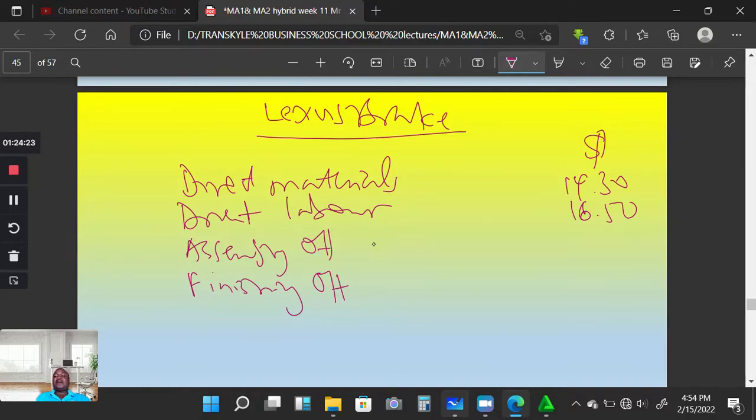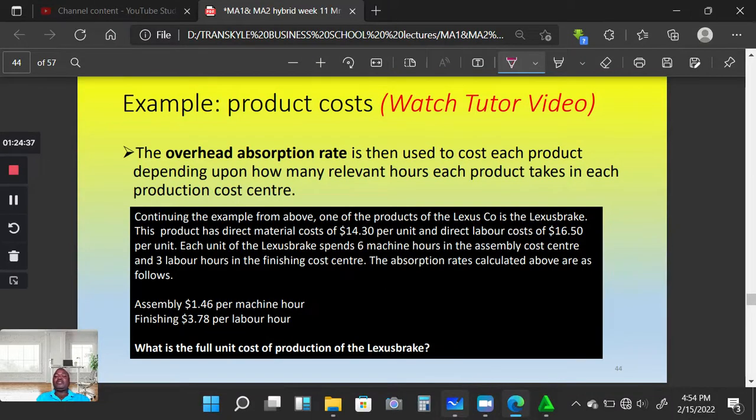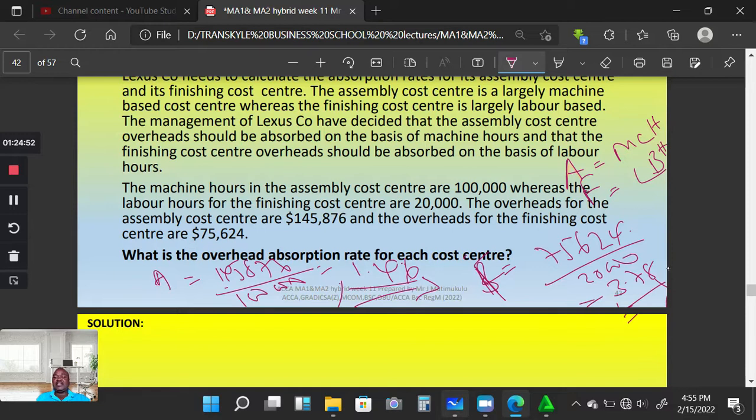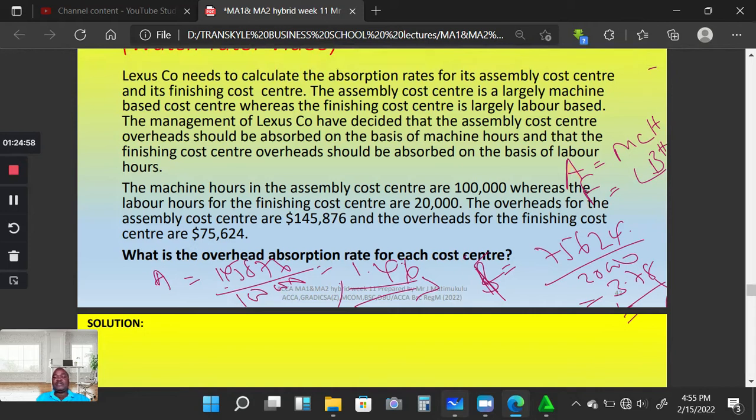Okay, and why are we calculating the assembly overhead or finishing overhead? This is because we already know the overheads are being absorbed on machine hours. We now know, because we have already calculated, that the overheads were $46 and $3.78 in our previous example. So we now know that they are overheads, but these overheads are split between the assembly department and the finishing department.